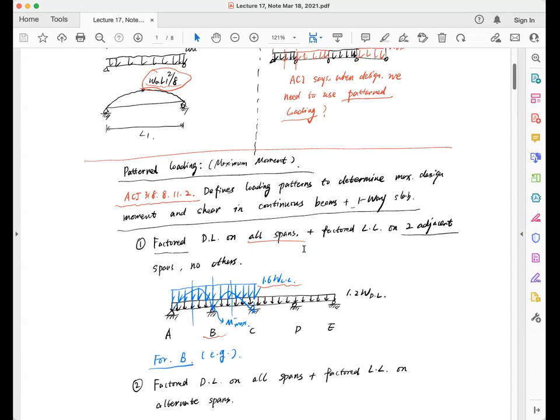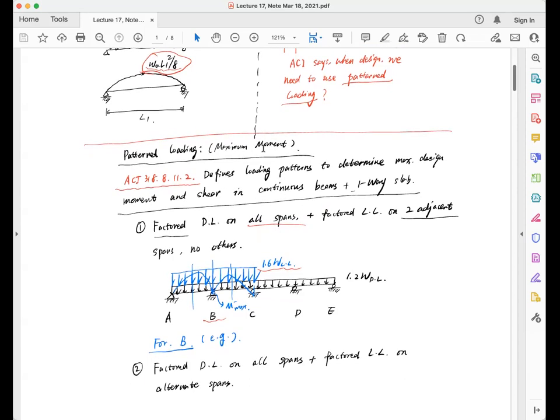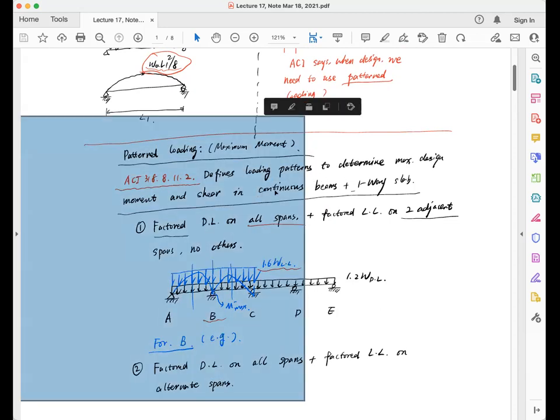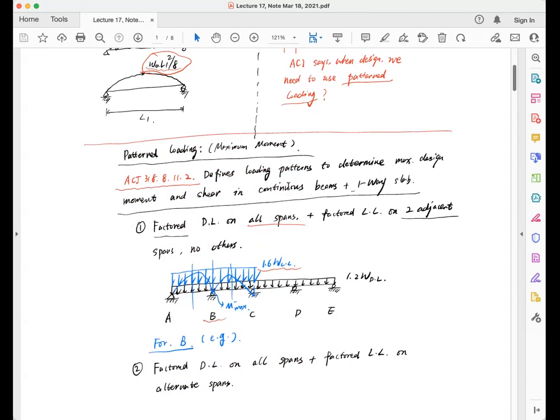All right, so this is the ACI design criterion. Pattern loading, to achieve the maximum bending moment at critical sections, at all these sections. ACI defines a loading pattern to determine this. And this is for both moment and shear in continuous beams and one-way slabs. The key word is continuous, okay? I cannot emphasize continuous enough. Continuous means, annotate here, make sure you know this, that I have to have a slab or beam going across the support.